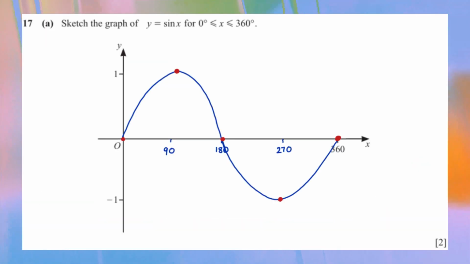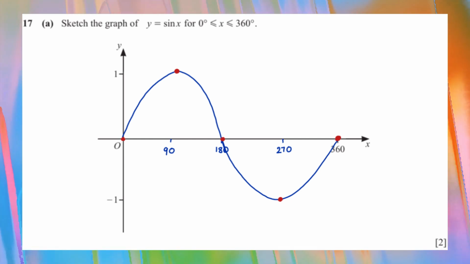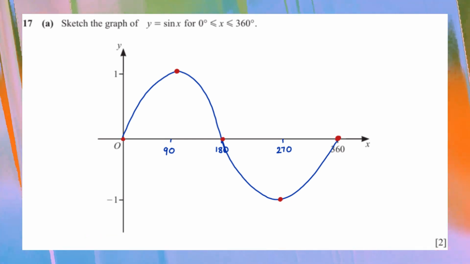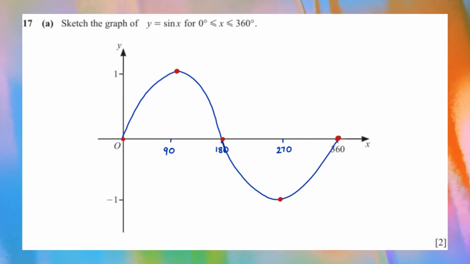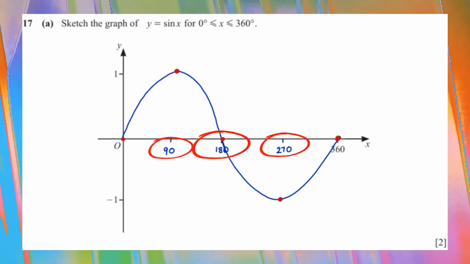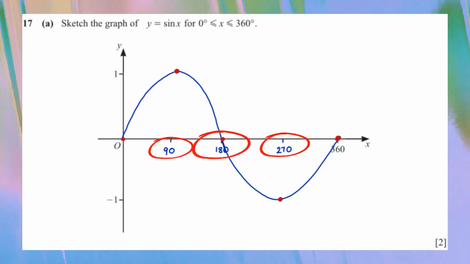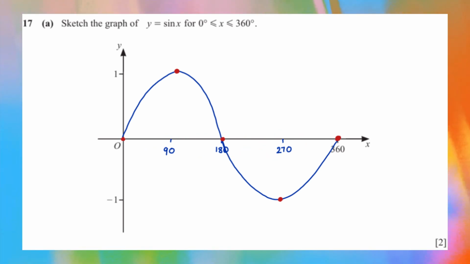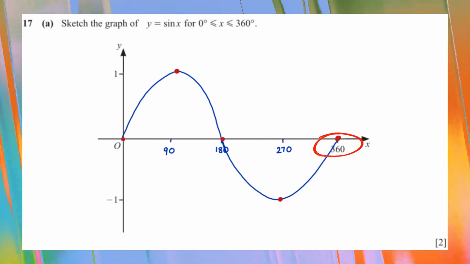Here's part A of question 17. It says to sketch the graph of y equals sine of x for x from 0 degrees to 360 degrees. Now, this is pretty easy. It's a standard graph which we can sketch using our calculator. First, we write down the values 90, 180, and 270 on the x-axis. Make sure to place these values evenly on the x-axis, as I've shown here. Remember that our graph should start from the origin and end at 360 on the x-axis.